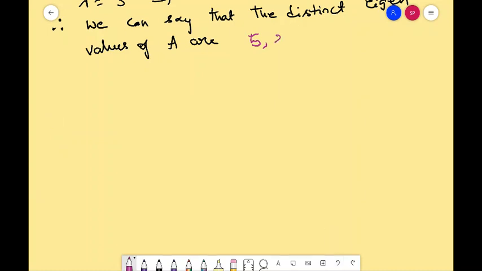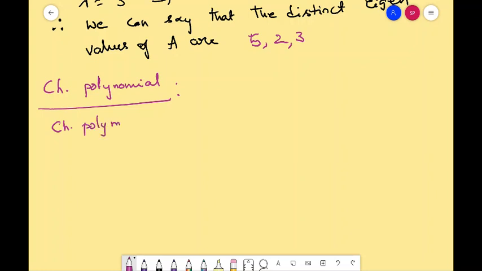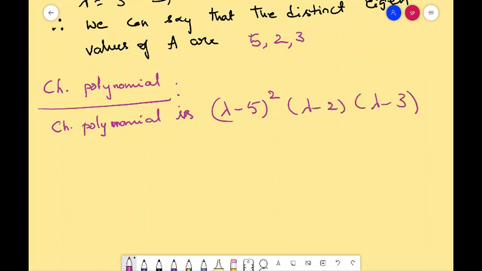Characteristic polynomial or equation. How do we find a characteristic polynomial? No need to take even the matrix det(A minus lambda I). We don't need to take that. We can write it like this. Characteristic polynomial is, I can say, (lambda minus 5) whole square into (lambda minus 2) into (lambda minus 3), because characteristic values are nothing but solutions of the characteristic equation.